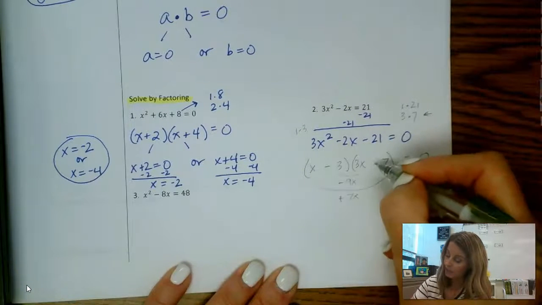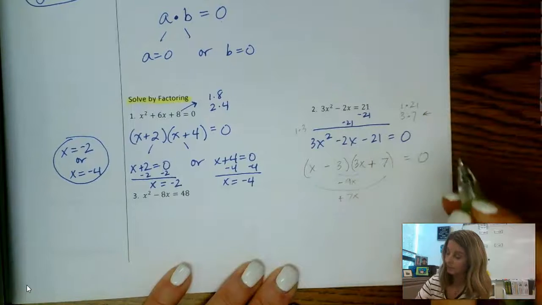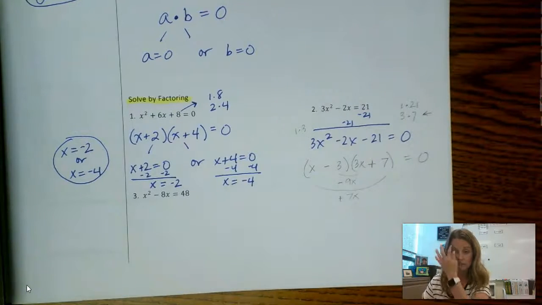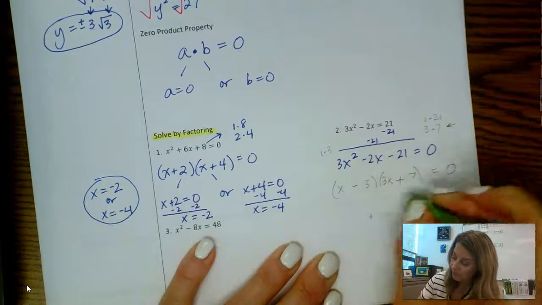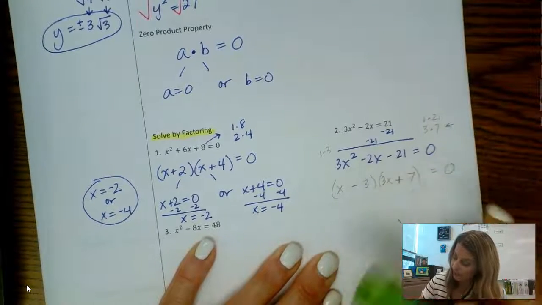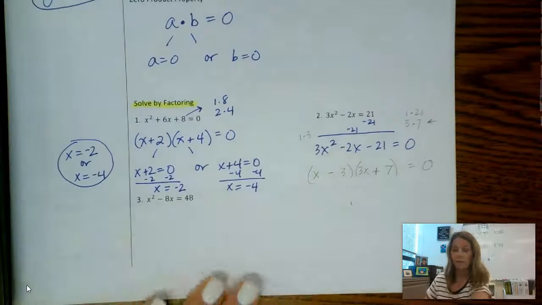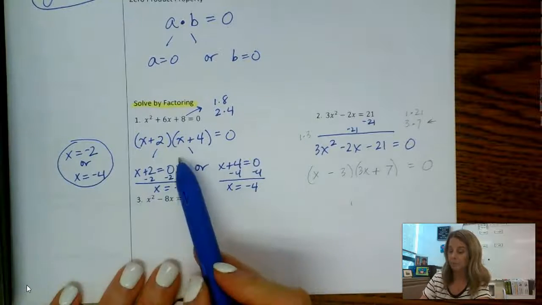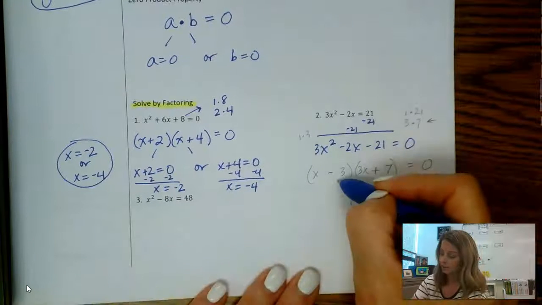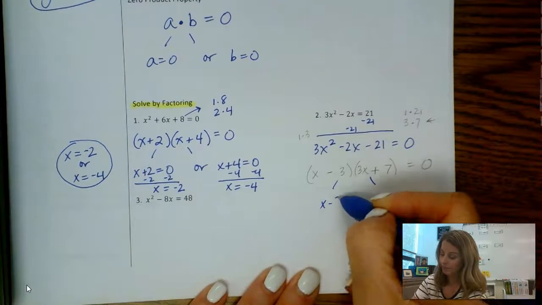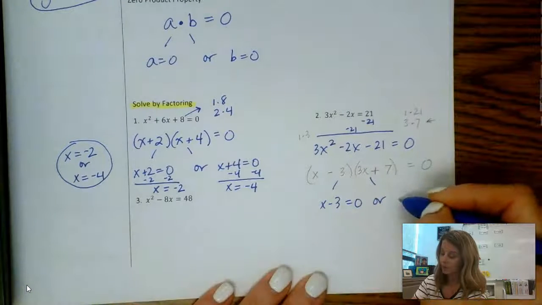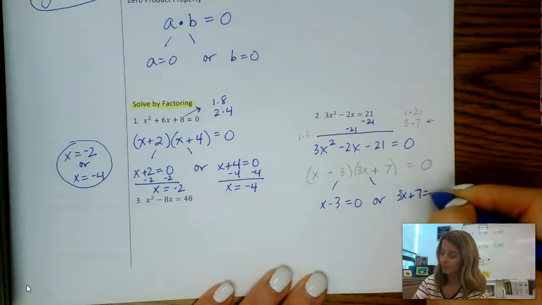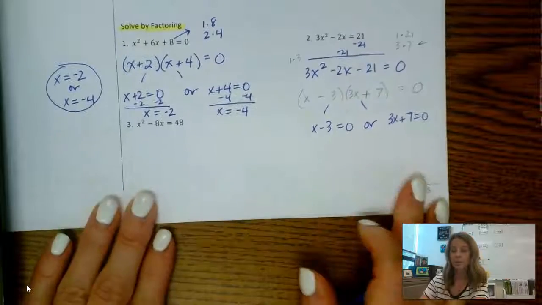Okay, negative in front of the 3, plus in front of the 7. So I want to get rid of this because I need to continue solving. If you did pen, that's fine. You can just move on. I just don't want to have that there. Okay, now I go back to that zero product property like we did here. So I'm going to have x minus 3 equals 0, or 3x plus 7 equals 0, and then I just solve them out.